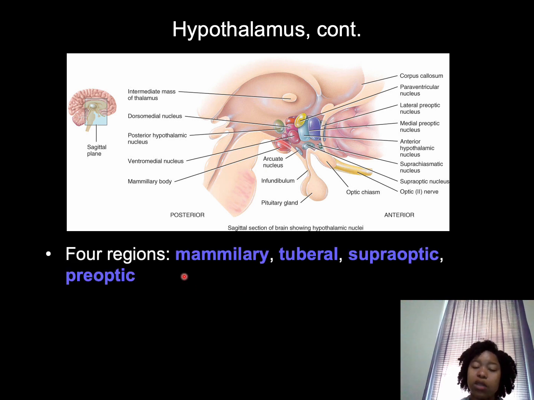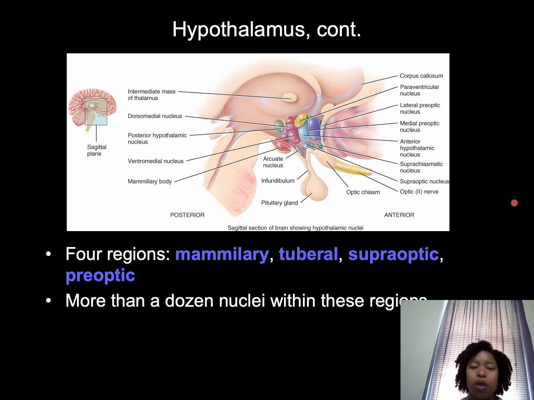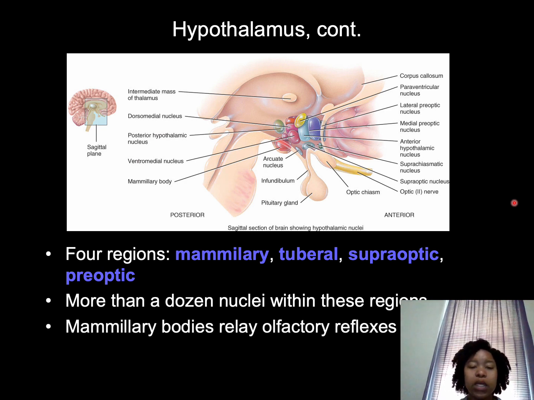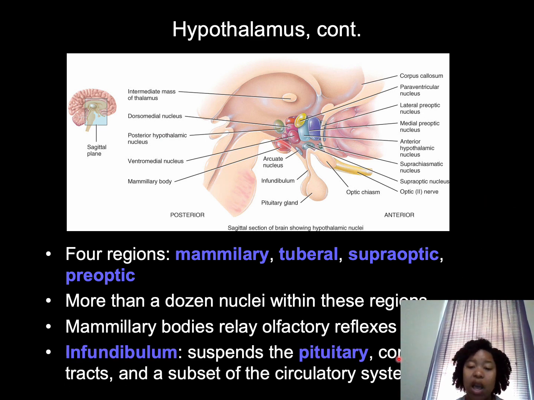More about the hypothalamus. So it's got 4 regions. It's got the mammillary region, the tuberal region, the supraoptic region, and the preoptic region. You can see all of that labeled within this image in order to get orientation of where it is present within the brain. And so there are more than a dozen nuclei within these regions that are able to serve as nerve centers. The mammillary bodies relay olfactory reflexes. And then you've got the infundibulum, which suspends the pituitary, and it serves as a subset of the circulatory system.